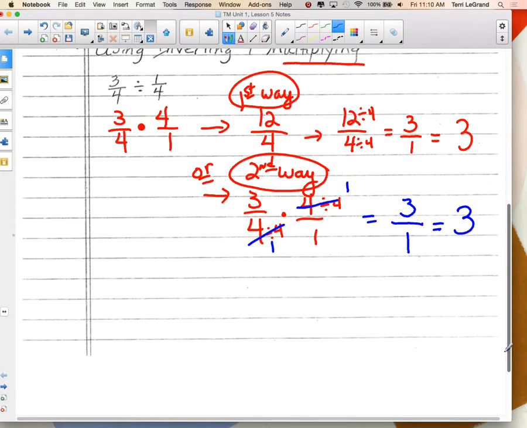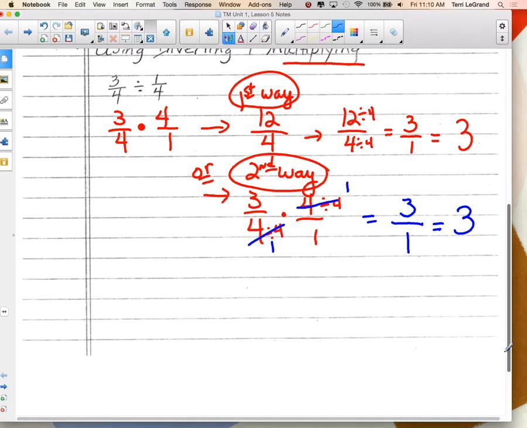Anybody come up with one more example for me? How about a money example? Can anybody come up with a money example? Carly, you think you can? What? Anybody know what 3/4 of a dollar is? How much is 3/4 of a dollar?